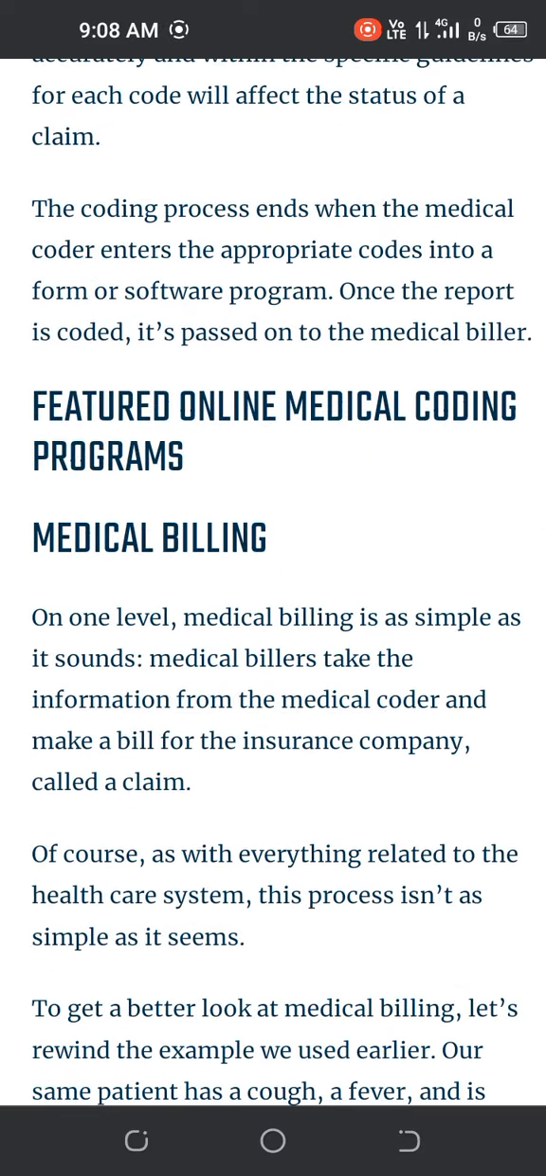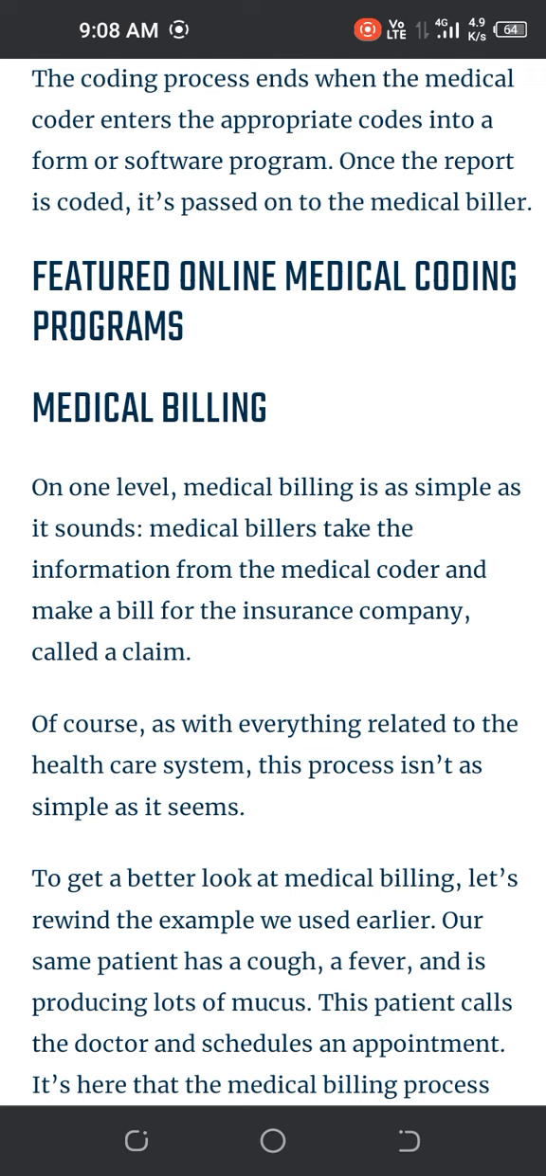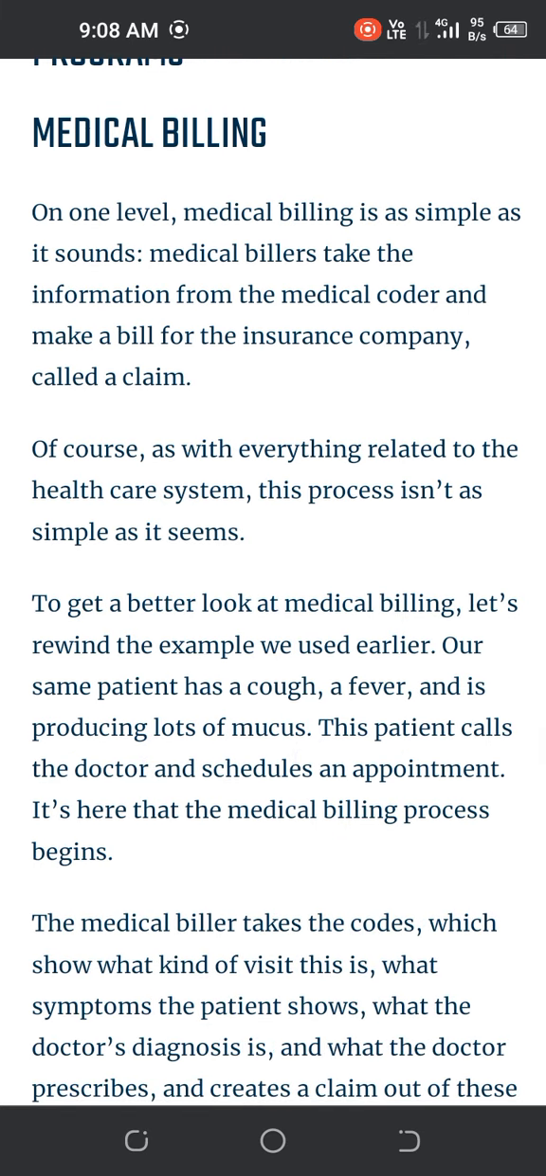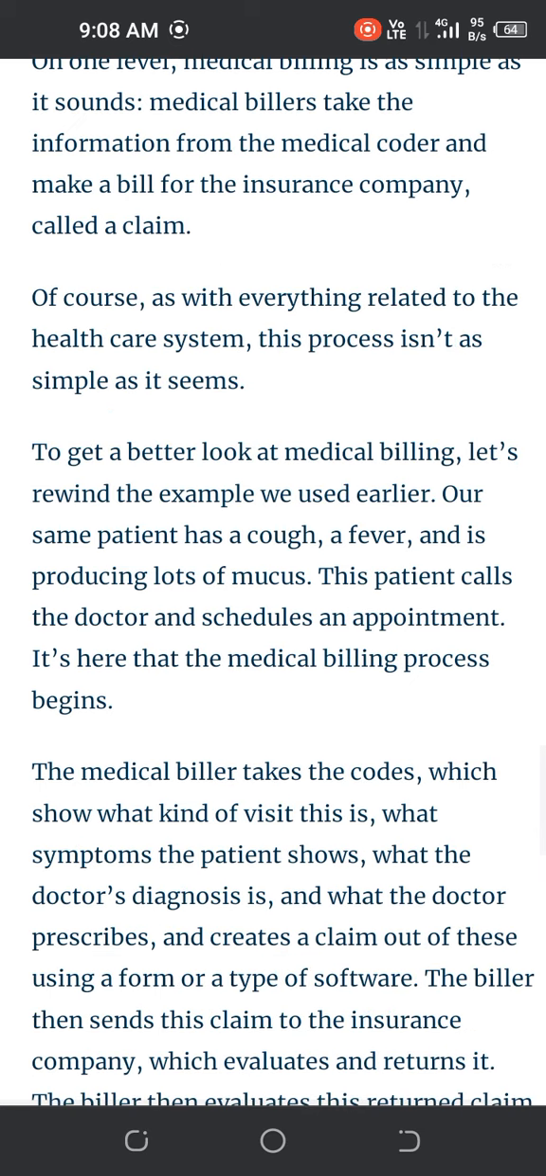Medical billing. On one level, medical billing is as simple as it sounds. Medical billers take the information from the medical coder and make a bill for the insurance company called a claim. Of course, as with everything related to the healthcare system, this process is not as simple as it seems. To get a better look at medical billing, let's rewind the example we used earlier.